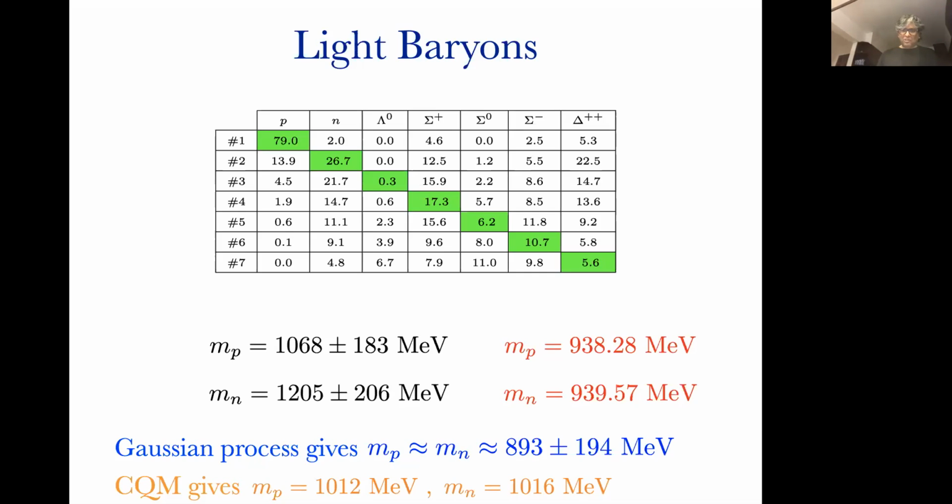The proton mass and the neutron mass are roughly degenerate. They're about 939 MeV. The predictions in the neural network, well, the actual value falls within the error bars. The error bars are rather large. The Gaussian process gives a sharper prediction closer to the actual measured result, but again, the error bars are rather large. In comparison, the constituent quark model is also roughly in the same ballpark for this.